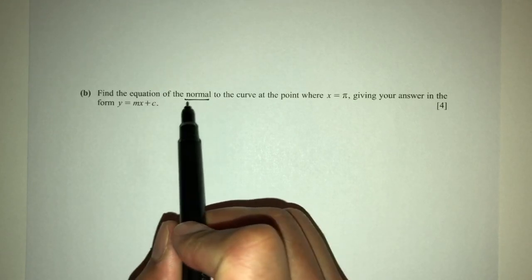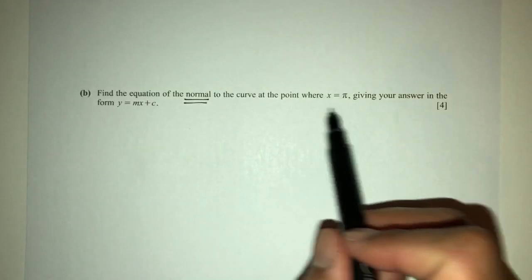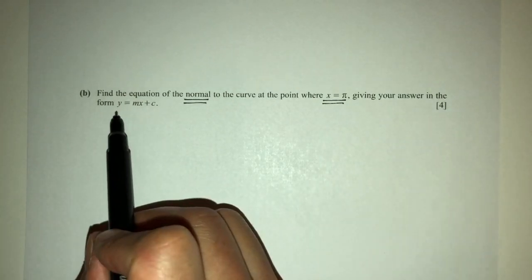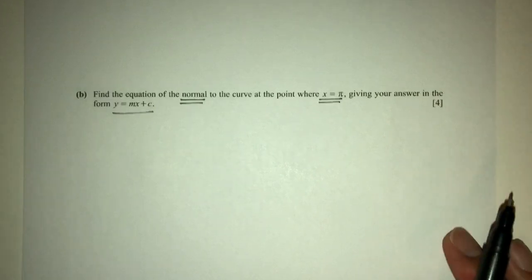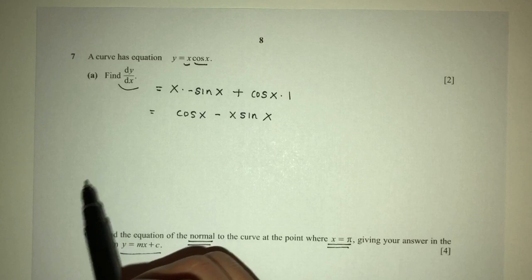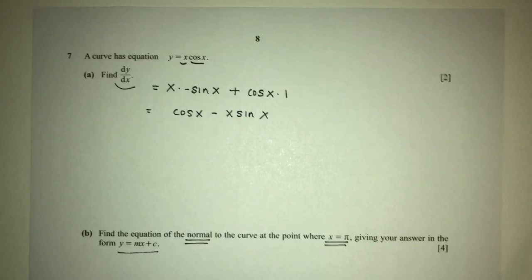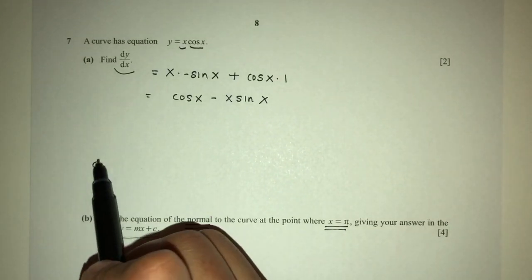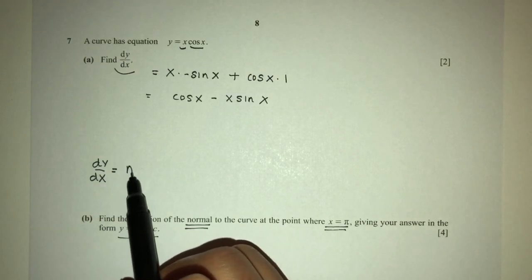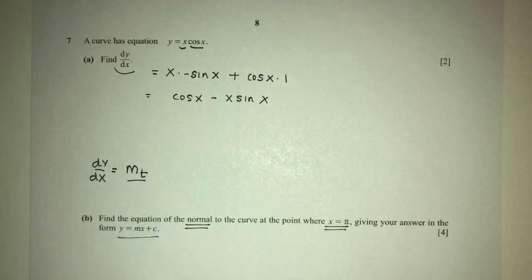Now for part B, we have to find the equation of the normal to the curve at the point x equals pi, giving your answer in this form. Now we have to understand what we are looking for exactly. Going back to part A, what is dy by dx? If you have done many questions, you will know that dy by dx is actually the gradient of the tangent.